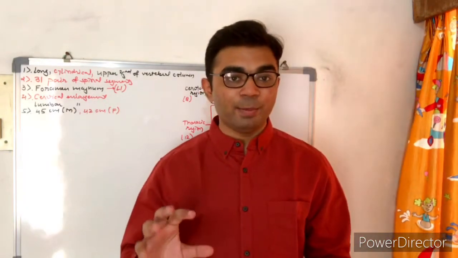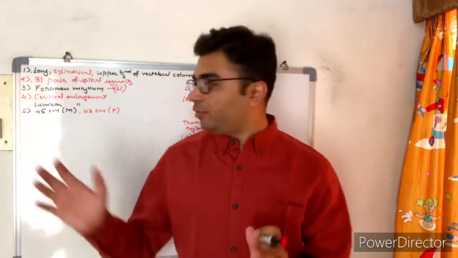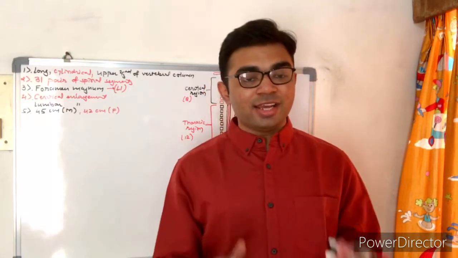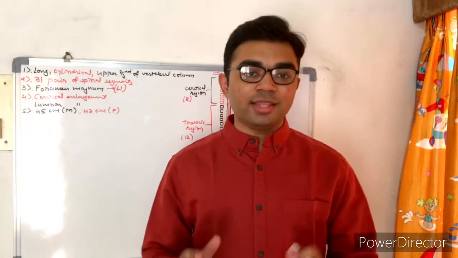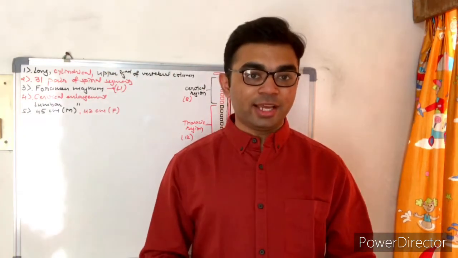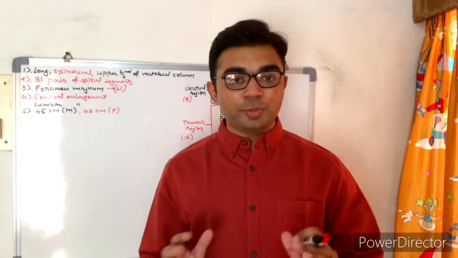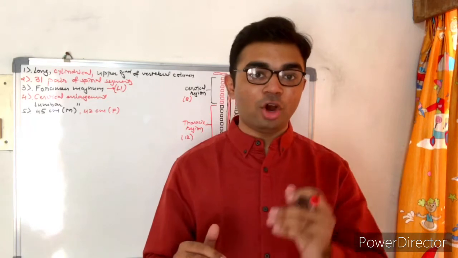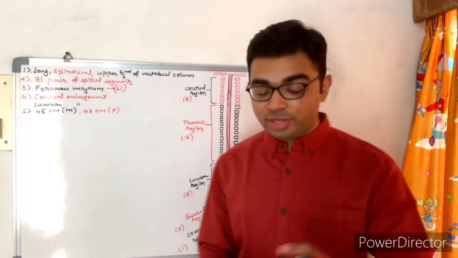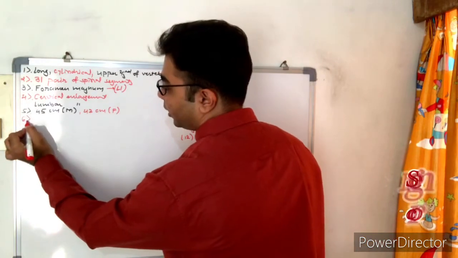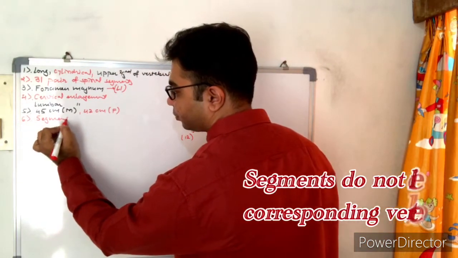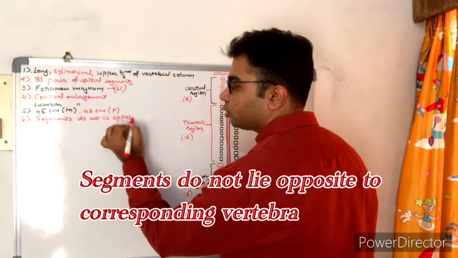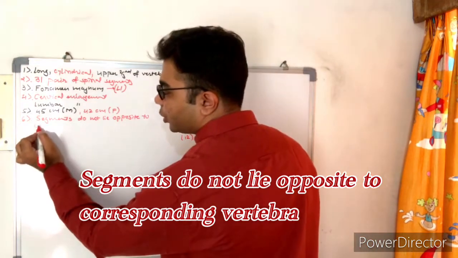Now comes another important concept. After applying this knowledge, it is very clear that the spinal cord is much shorter than the total height of the vertebral canal, or I can say the vertebral spine. The spinal cord is shorter, which means that the spinal segments do not lie opposite to their corresponding vertebra. So let me write this sentence over here: the spinal segments do not lie opposite to their corresponding vertebra.